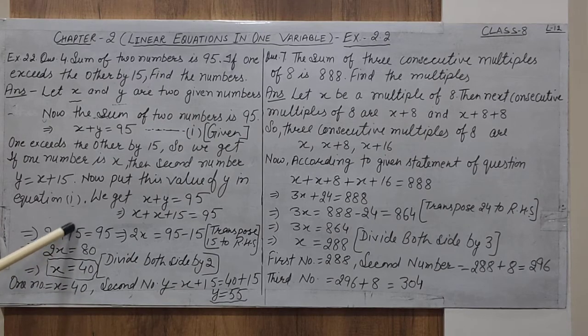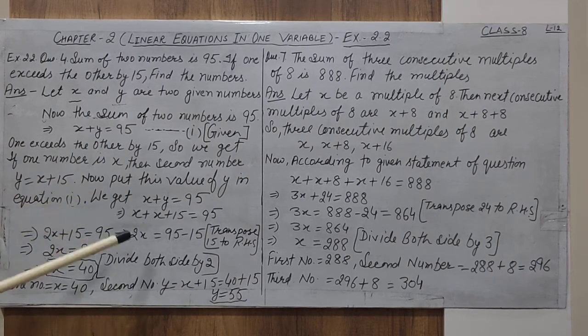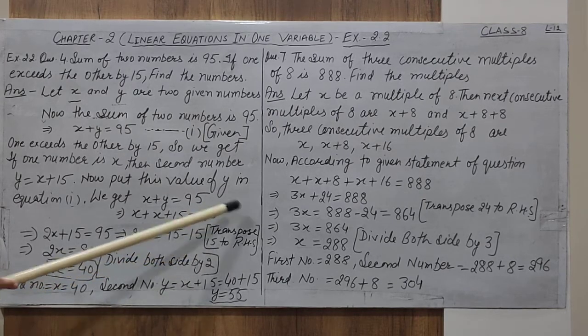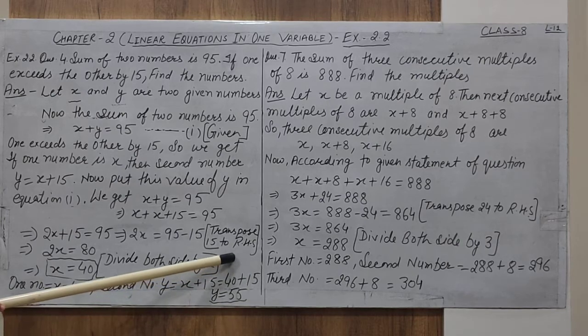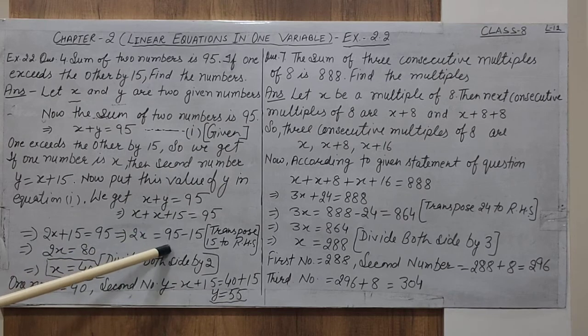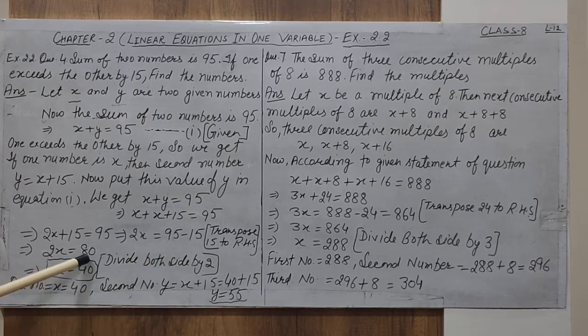In the right hand side, transfer the 15 towards the right hand side. When a number is transferred to the other side, either left hand side or right hand side, its sign changes. Plus changes into subtraction or minus. So when 15 is transferred towards the right hand side, we get minus 15. So 95 minus 15. You must write what step you have taken: transpose 15 to right hand side. 95 minus 15, we get 80. In the left hand side there is 2x.